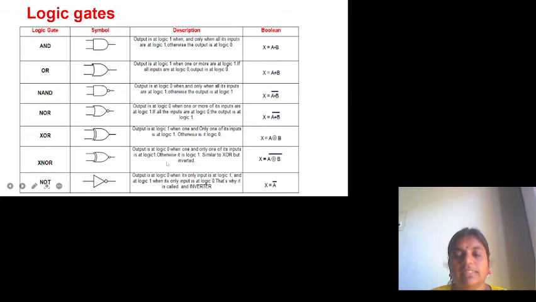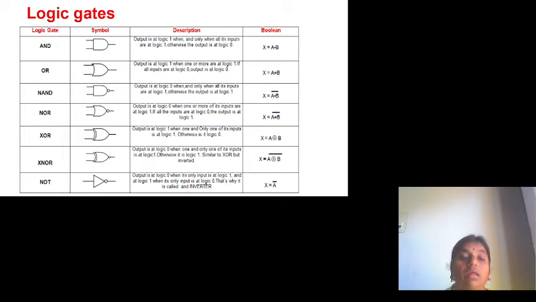The behavior of XNOR can be represented as follows: the output is at logic 0 when one and only one of its inputs is at logic 1. Otherwise, it is logic 1. It is similar to the XOR, but the inversion operation is performed when compared to the XOR. So XOR and XNOR are called special logic gates.